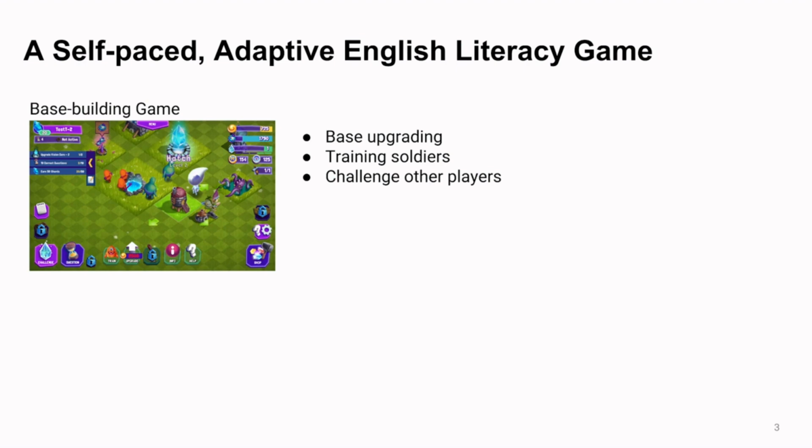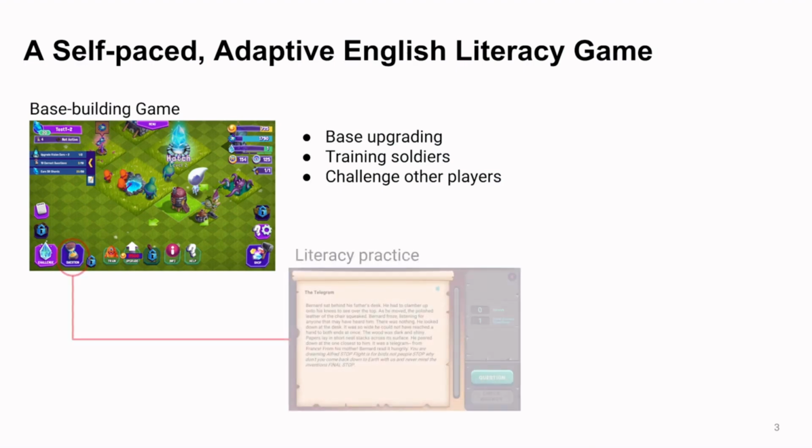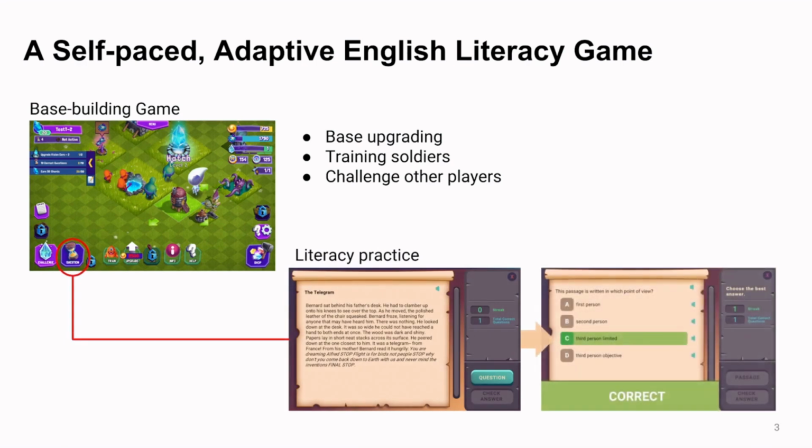In this system, study is balanced with a base-building game design, where the learner can engage in multiple playing elements, including base construction, building and upgrading, training in-game soldiers, and using those soldiers to challenge other players in competition. To facilitate the gameplay, learners need to complete certain literacy practice tasks: they read a passage and answer the following questions, and instant feedback is provided after they submit the answer.